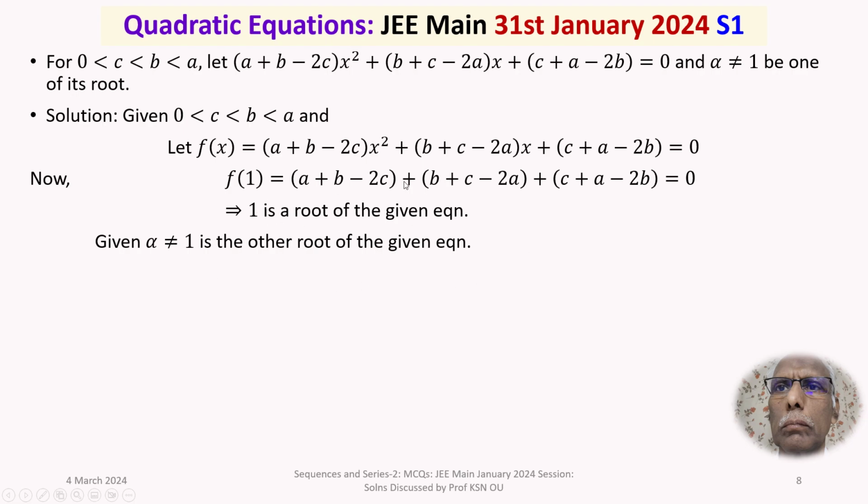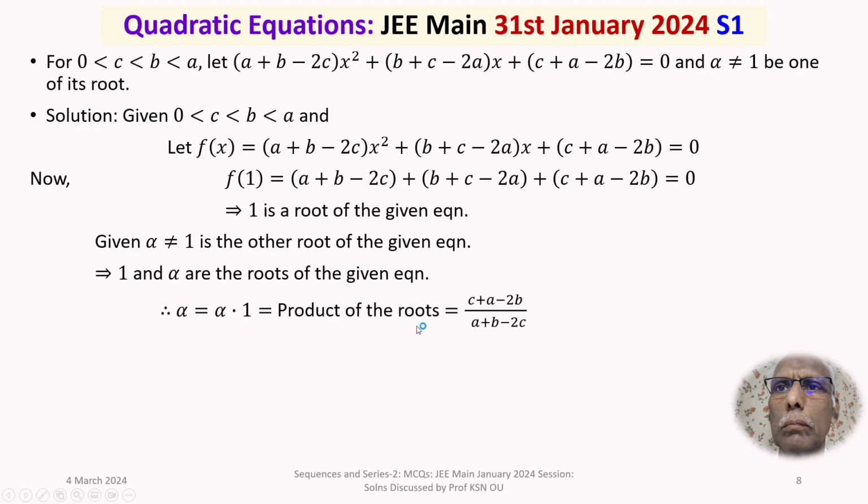Then you can write the sum of the roots and the product of the roots, but here we are interested in the product. 1 and alpha are both roots, and alpha into 1, which is alpha, is the product of the roots. For a quadratic equation, the product of the roots is the constant term, C plus A minus 2B, divided by the coefficient of x squared, A plus B minus 2C. So alpha equals this.